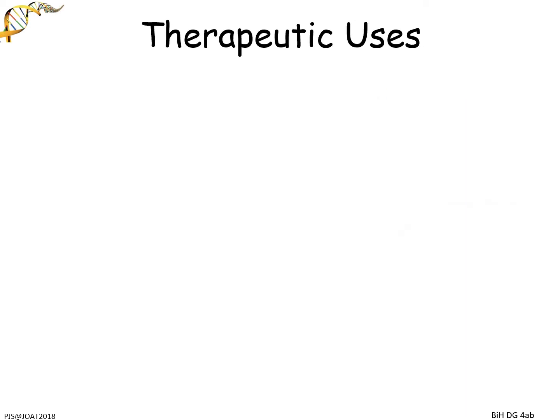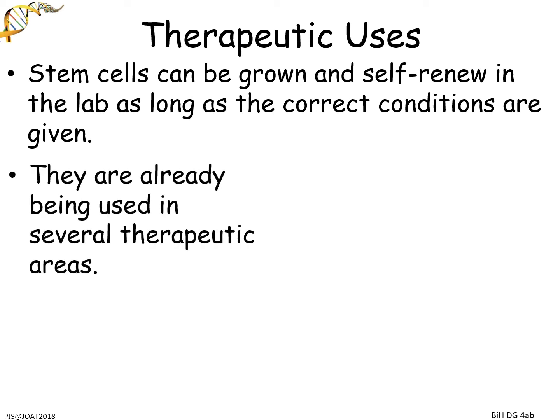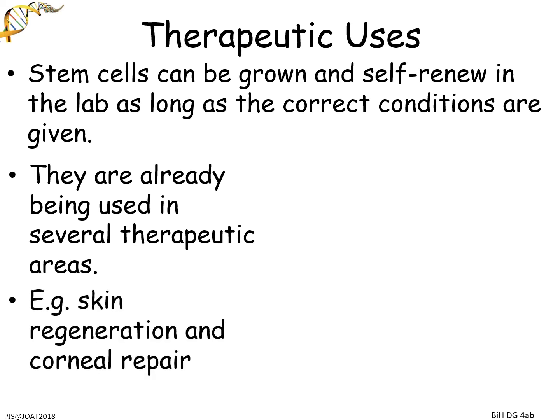So the first use of stem cells would be looking at a therapeutic use. And a therapeutic use is where we're using them medically. Okay, and because they can self-renew and they can grow for longer than normal cells do, as long as you give them correct conditions, you can actually grow these quite well in a lab. So they're already being used in several areas, and there's lots of clinical trials that are being done with stem cells. The two that you're expected to kind of see in are in the content set: skin regeneration and corneal repair, so the front of your eye.